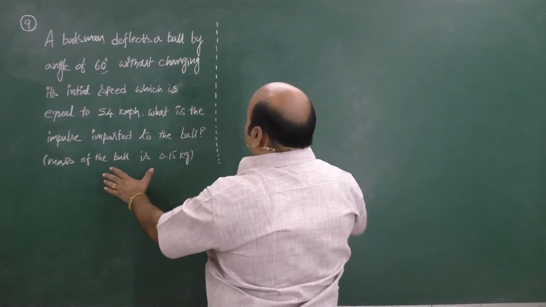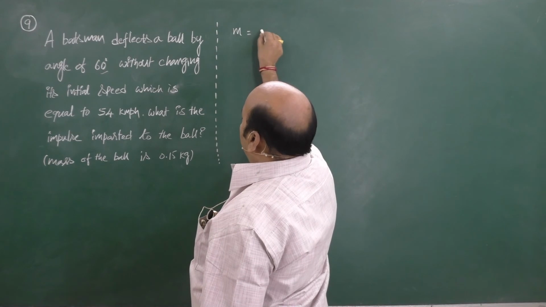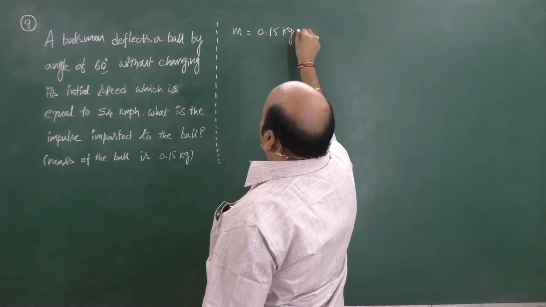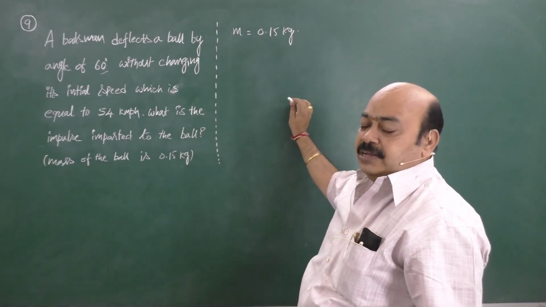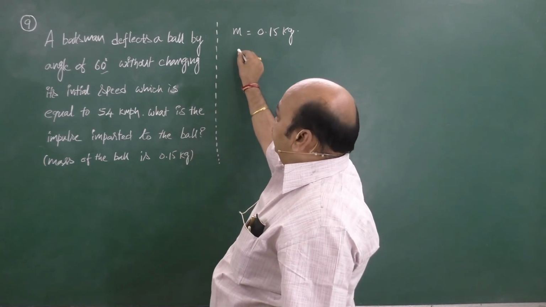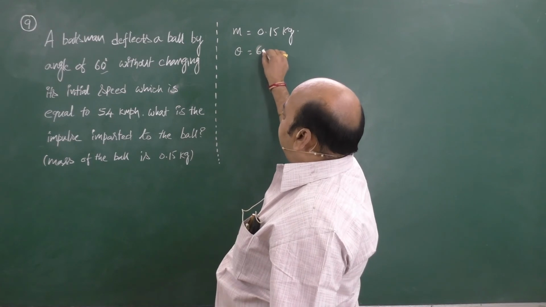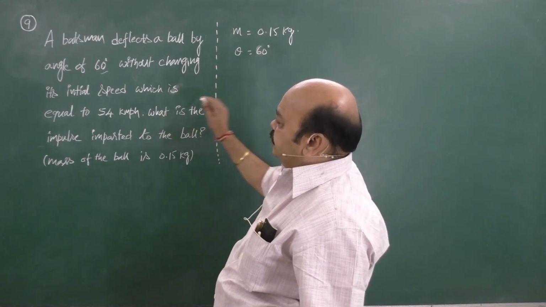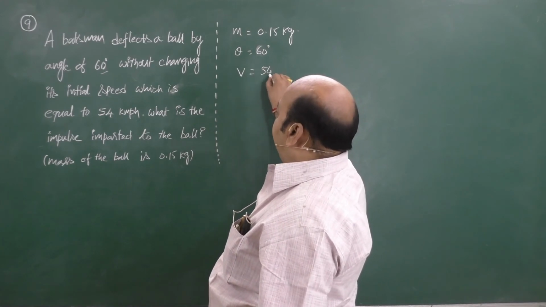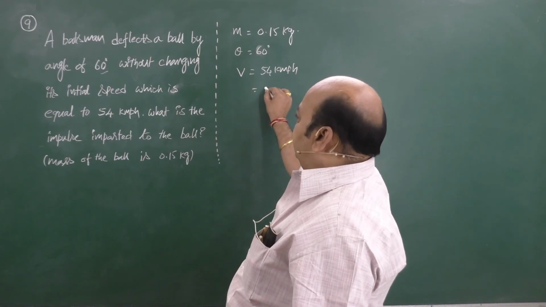Starting from this point, mass of the ball m is equal to 0.15 kg. Good, kg is SI unit, that's why no need of conversion. And what is the angle given? Angle is equal to 60 degrees. And one more thing is initial speed v is given as 54 kmph. Here we have to convert this.